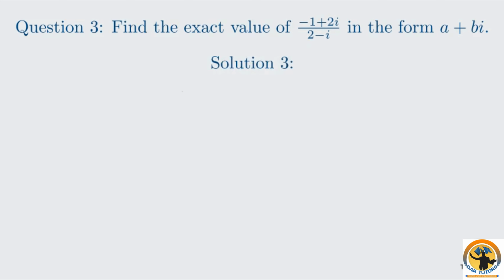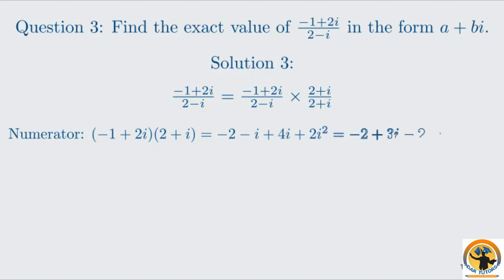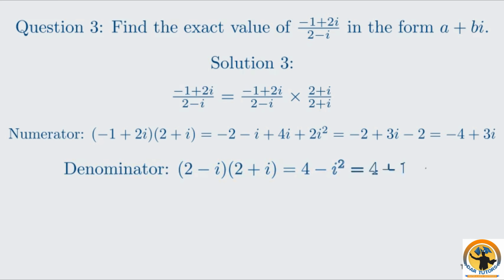The denominator is 2 minus i, so its conjugate is 2 plus i. We multiply the top and bottom of the fraction by 2 plus i. Now we expand the numerator and denominator separately. The denominator, 2 minus i times 2 plus i, is the difference of squares, which simplifies to 2 squared minus i squared, or 4 plus 1, which is 5. The numerator expands to negative 4 plus 3i, so our fraction is negative 4 plus 3i divided by 5. In standard form, this is negative 4/5 plus 3/5 i.